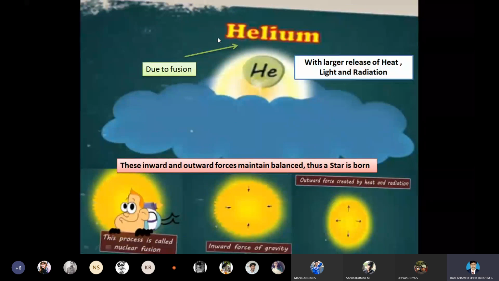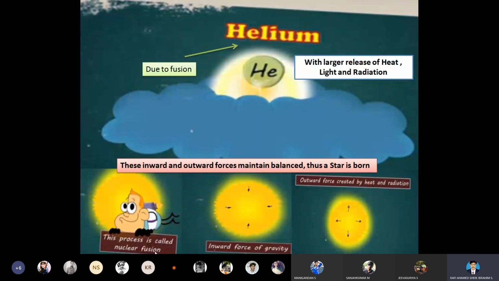So this helium fused with the hydrogen, and it will radiate. It will release a large amount of heat, light, and electromagnetic radiation. These heat, light, and electromagnetic radiation we are seeing daily in our life. So this happens by the process of nuclear fusion.